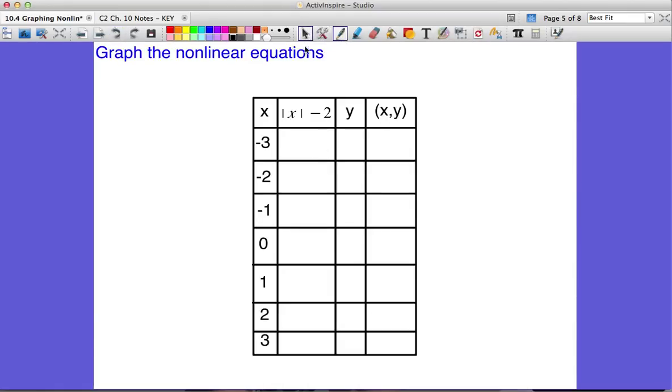Alright, the next one, you have the absolute value of x minus 2. So in this case, you have the absolute value of negative 3 minus 2. The absolute value of negative 3 is 3. So 3 minus 2 is 1. So your output is 1. So your x and y are negative 3, 1.